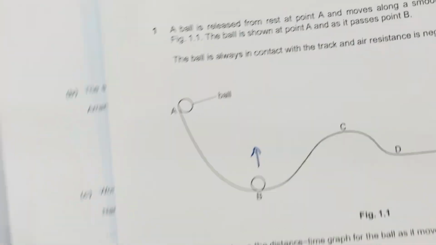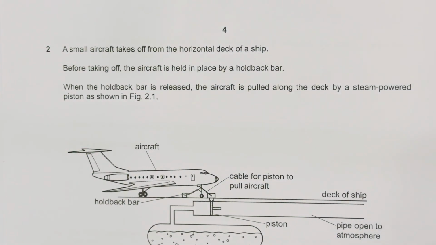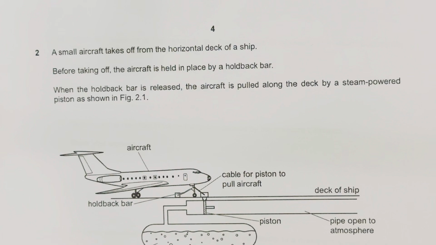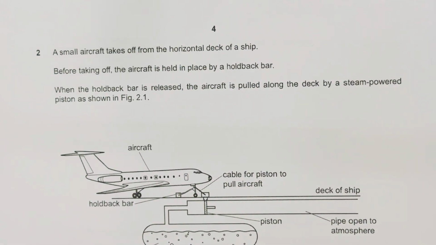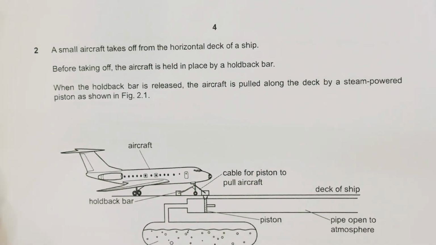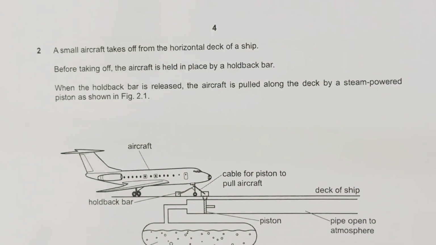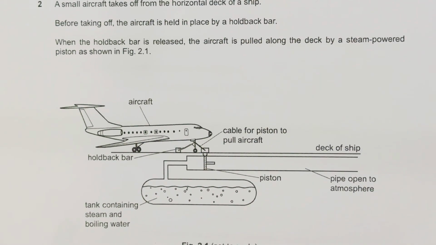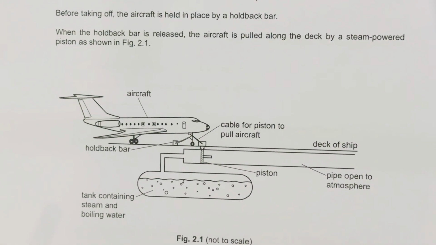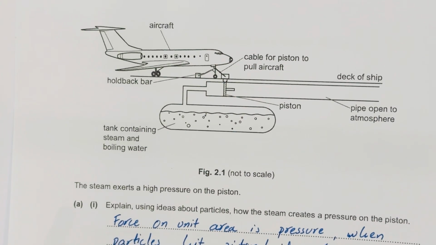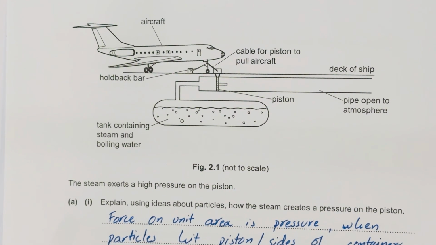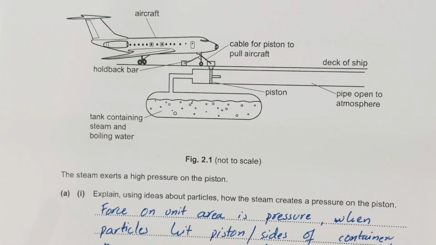Okay, moving to question number 2. Question number 2 is that a small aircraft takes off from the horizontal deck of a ship. Before taking off, the aircraft is held in place by a hold-back bar. When the hold-back bar is released, the aircraft is pulled along the deck by a steam-powered piston as shown in the figure. We can see from the figure, the tank containing steam. Complete the labelled diagram. The steam exerts a high pressure on the piston.